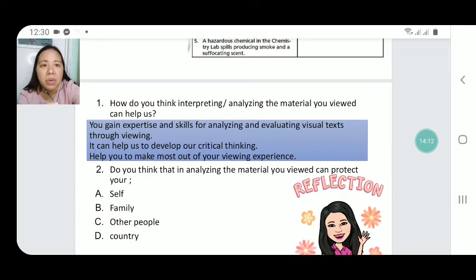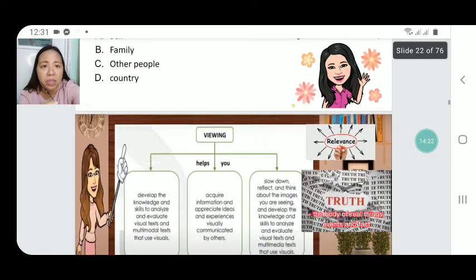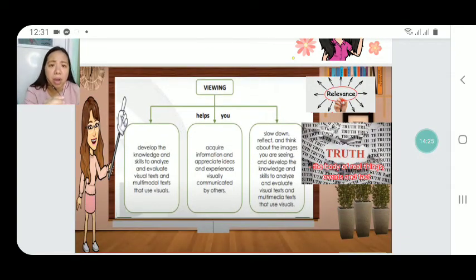Okay? So, as a reflection, how do you think interpreting and analyzing material you viewed can help us? Of course, you can gain expertise and skills for analyzing and evaluating visuals through viewing. It helps us to develop our knowledge and skills. We watch different films, we view different theaters, we view different images. From there, we can learn and get knowledge. And what else? In viewing, we can acquire information and appreciate the ideas and experiences visually communicated by others.